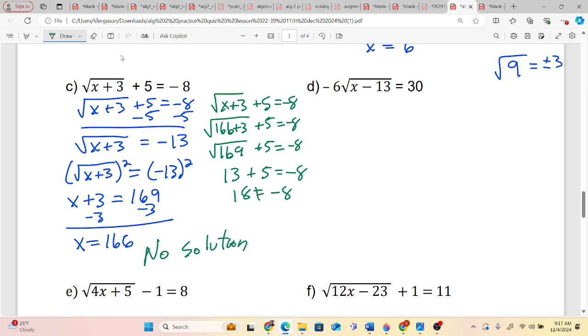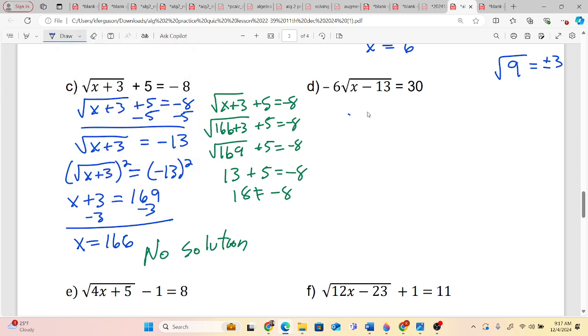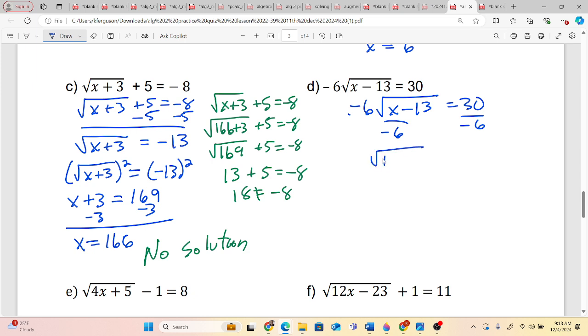Okay. So next, let's go to this one. So I've got negative 6 times the square root of x minus 13 equals 30. And let's get rid of this. All right, so I need to isolate my square root. So isolating my square root means that I need to get rid of that negative 6. So I'm going to divide by negative 6 on both sides. So I'm going to get the square root of, let's make sure I get it right, x minus 13 equals negative 5.